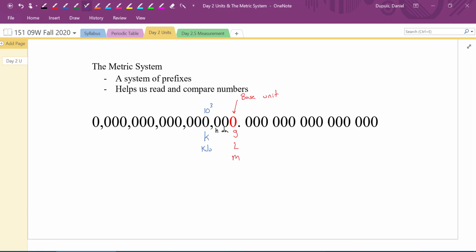And then there's 10 to the sixth. We use 10 to the sixth, and that's mega, capital M. And then there's 10 to the ninth, which would be capital G for giga. Some of these you've probably heard of with computers. And then we have 10 to the 12th, which is tera. And then we have 10 to the 15th, which I think is peta.